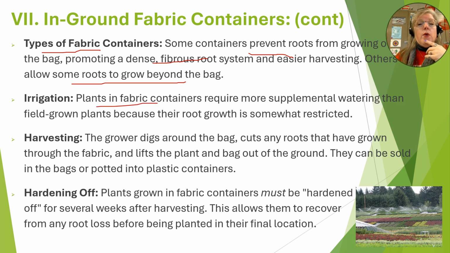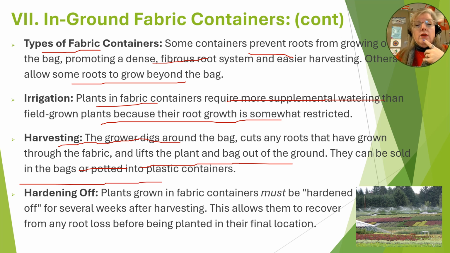Irrigation for these, they require a lot more supplemental watering than the field-grown plants because their root growth is somewhat restricted. Harvesting with the grower, they dig around the bag, cut any roots that have grown through the fabric, and then lift the plant and the bag out of the ground, and they can be sold in their bags or potted into plastic containers. Now you have this thing called hardening off.